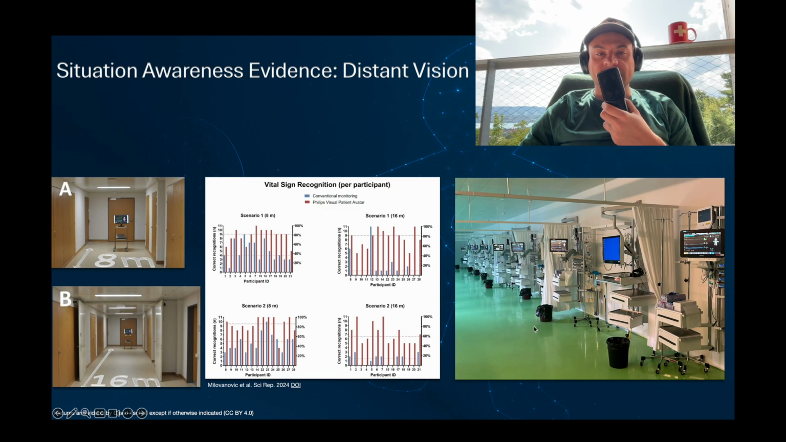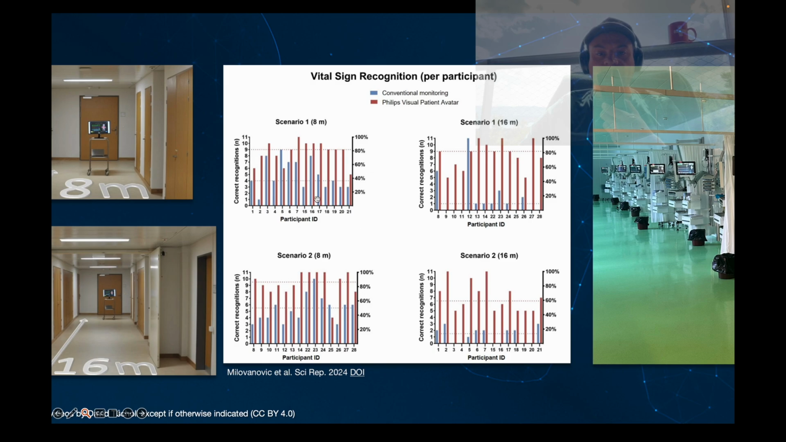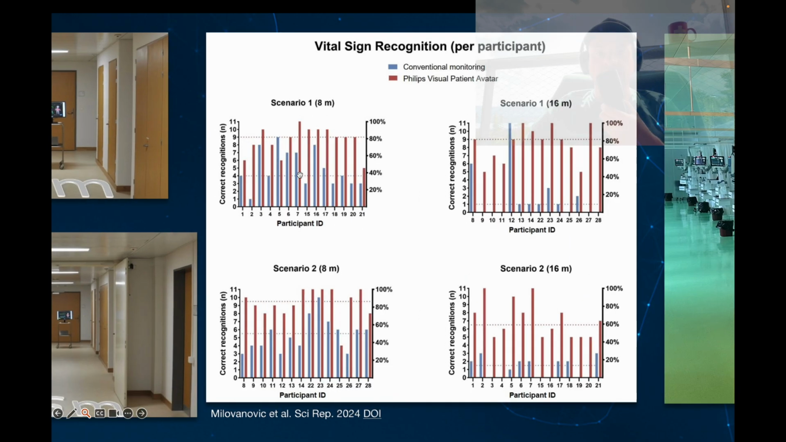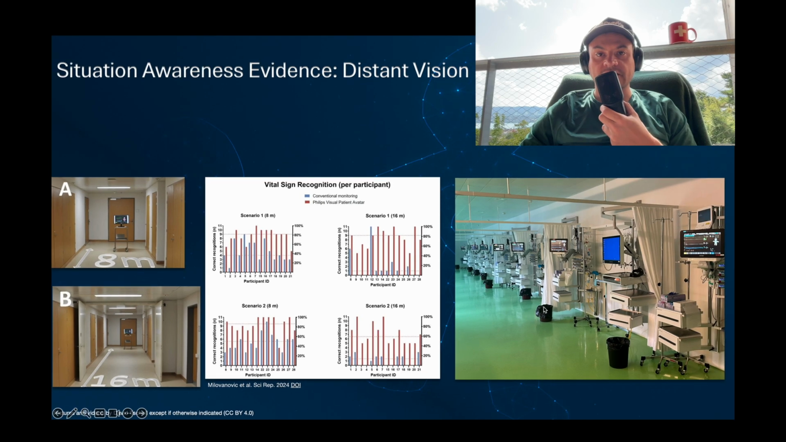Last but not least, distant vision. We did a study where participants had to look at avatar and conventional scenarios from 8 and 16 meters away. And we found that when looking at an avatar, care providers were able to name correctly more of the vital signs than with the numbers. This can also be understood relatively easily.